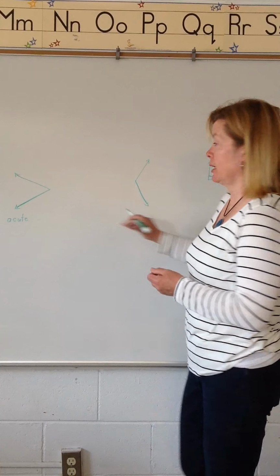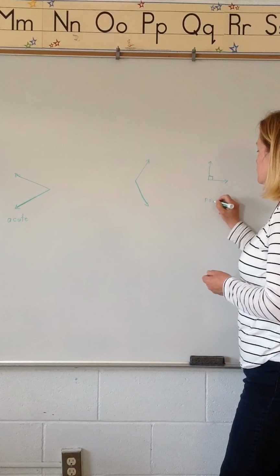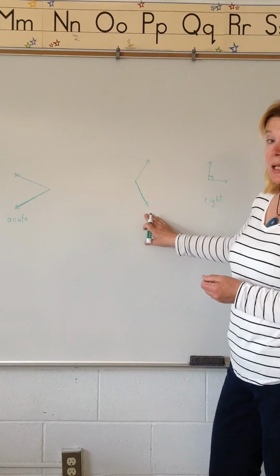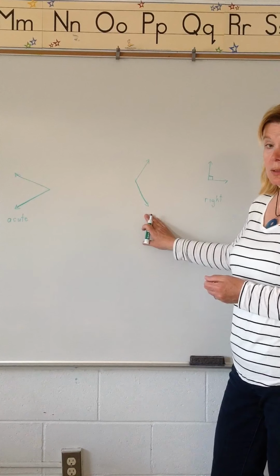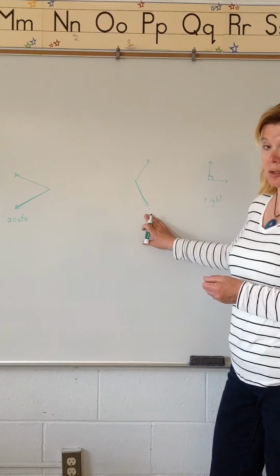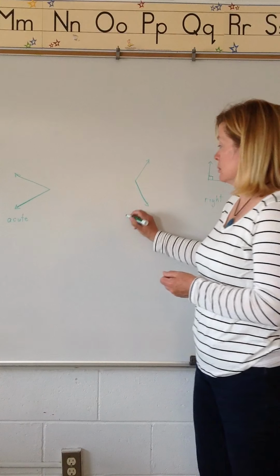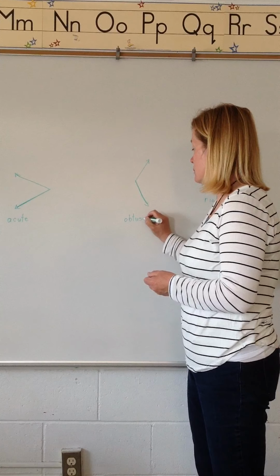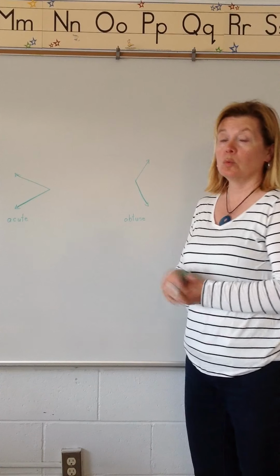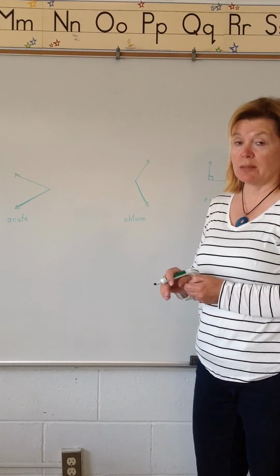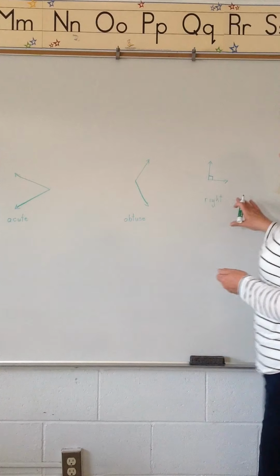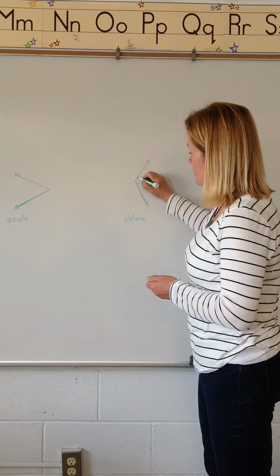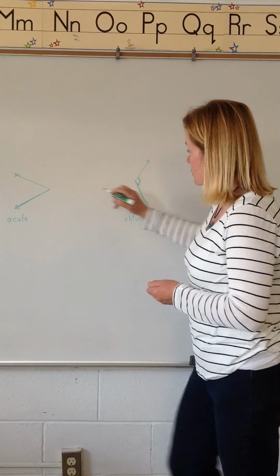Let me label the right angle. The last angle is larger than a right angle. It's called obtuse. The way that mathematicians label angles, besides the square in the right angle, is they do this.